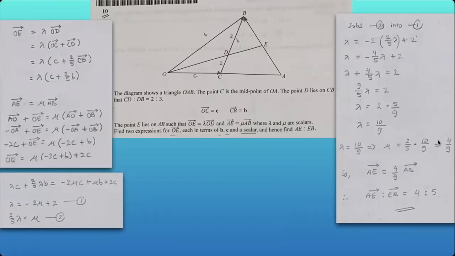Knowing scalar mu, we have vector AE is equal to 4 over 9 vector AB from here. Therefore, the ratio of AE to EB is equal to 4 to 5.